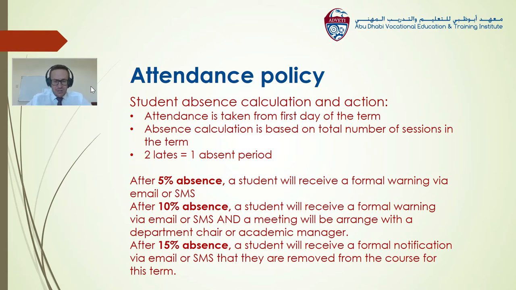And just to share with you, the students after 5% absence will receive a formal warning from their email or SMS. At 10%, they get the same warning, but they also have to meet with a manager, a department chair, someone that can discuss their problems. And 15% is when they are removed from the course. So teachers can request this kind of information just so that they're informed about their students.